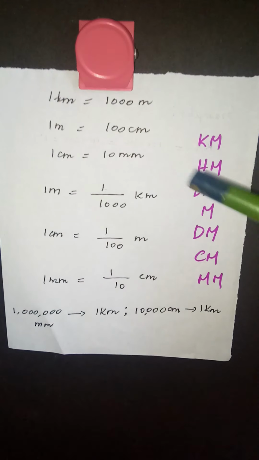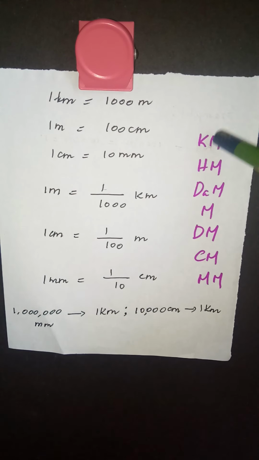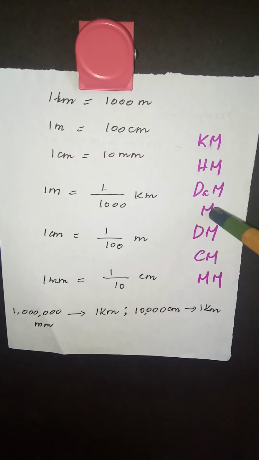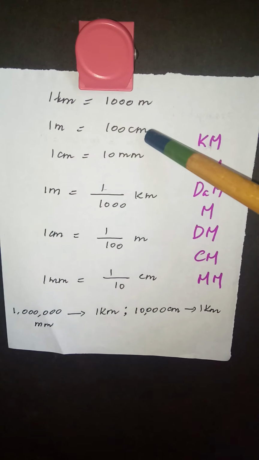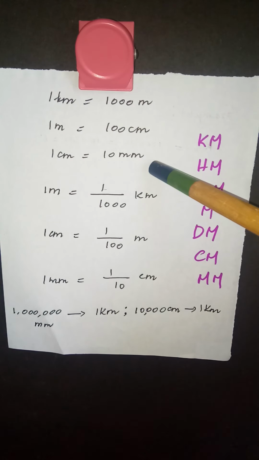Now if you see this conversion, you can write it easily. King Henry doesn't usually drink chocolate milk. So kilo, hecto, deca, meter, decimeter, centimeter, and millimeter. So 1 kilometer is equal to how many meters? See, 1, 2, 3, 3 bumps. So 1000 meter. 1 meter is equal to how many centimeters? 1, 2. So 100 centimeter. 1 centimeter is equal to how many millimeters? Just 1. So 10 millimeters. That's what I've written here. 1 kilometer is equal to 1000 meter, 1 meter is 100 centimeter, and 1 centimeter is equal to 10 millimeter.